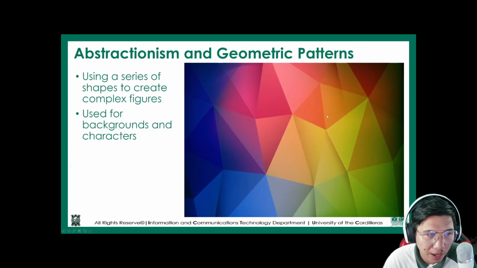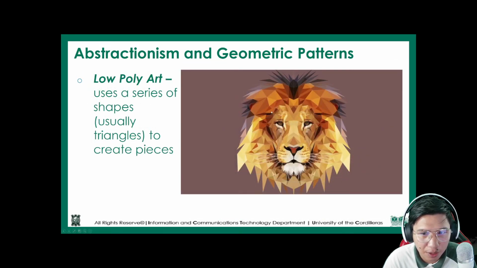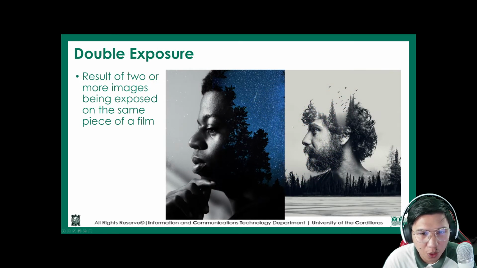Abstractionism and geometric patterns use a series of shapes, like triangles and so on. It's used for backgrounds and characters. We also have low poly art. It uses a series of shapes, usually triangles as well, to create a certain piece. It's nice to make, but it takes a long time. We also have double exposure, the result of 2 or more images being exposed on the same piece of film.